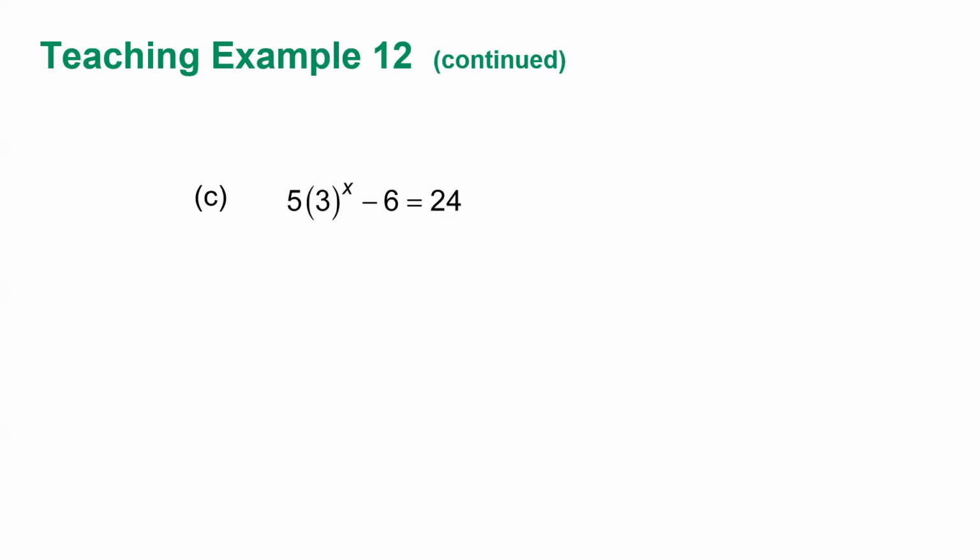All right, friends, what do I do first? Plus 6. So we're left with 5 times 3 to the x equals 30. Then what do we do? Then divide by 5. Cancel that bad boy out. And we're left with 3 to the x equals 6.